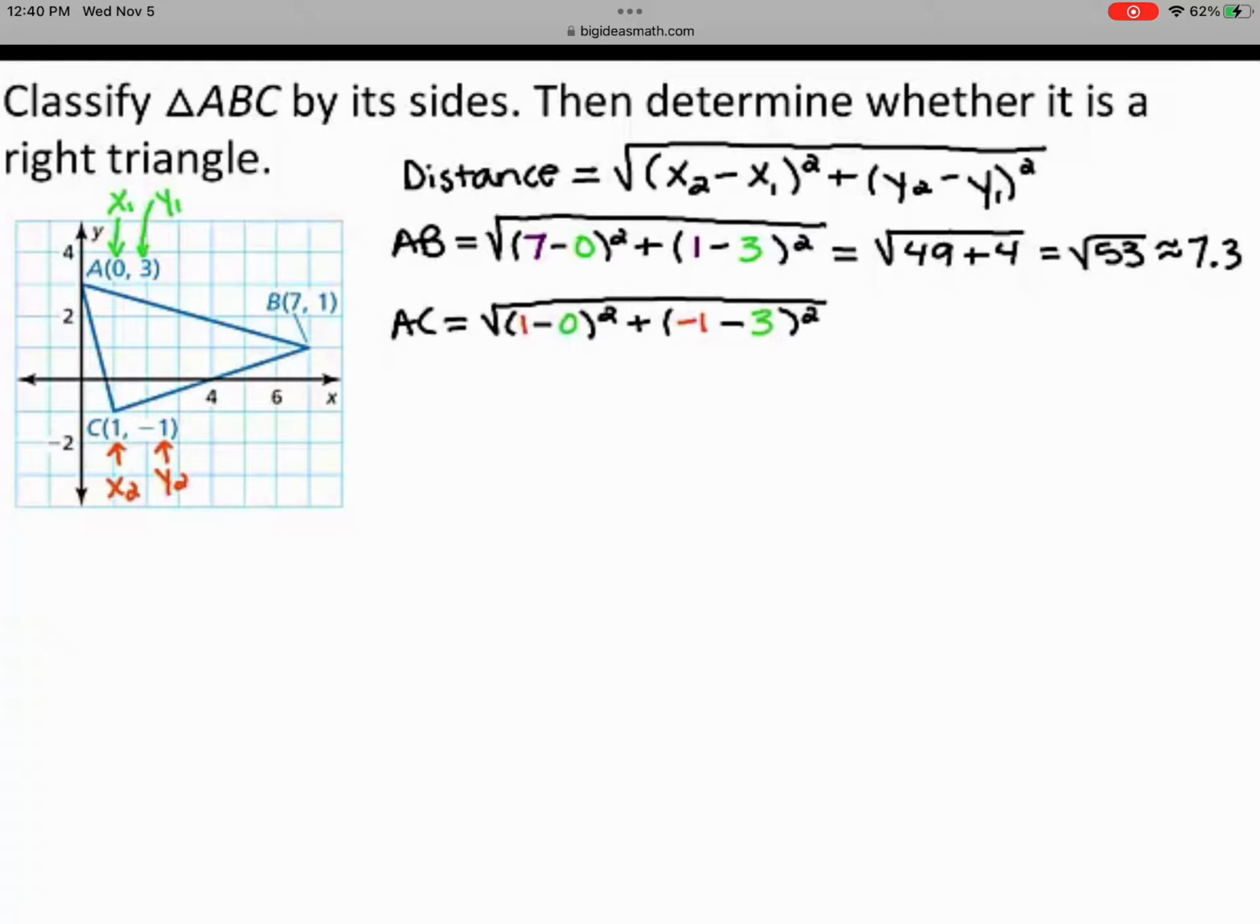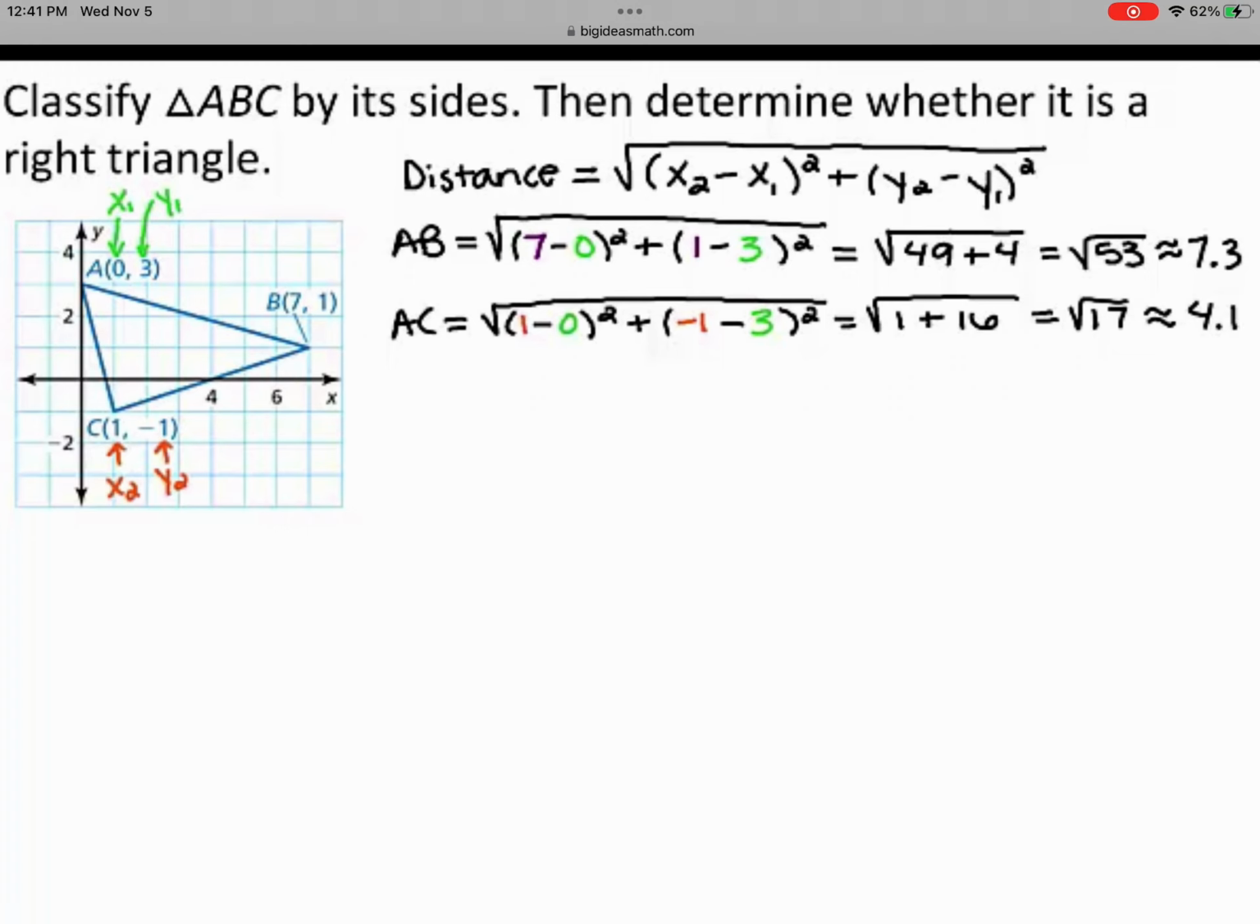When you simplify, 1 minus 0 quantity squared gives you 1, and -1 minus 3 quantity squared gives you 16. 1 plus 16 gives you 17. So, the length of side AC is equal to the square root of 17, which is approximately equal to 4 1/10.